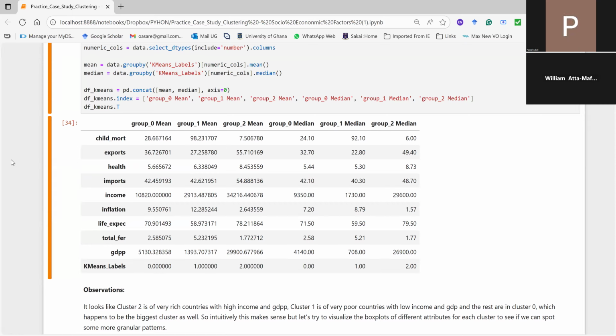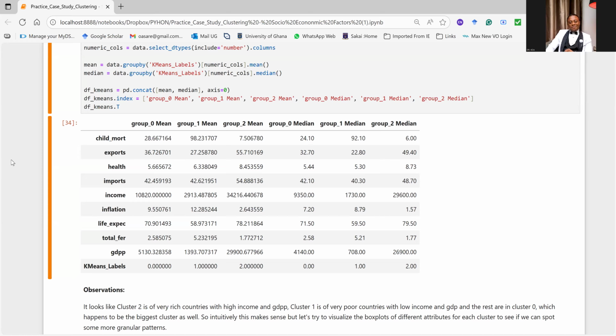So it appears that cluster 1 and cluster 2 are the rich countries. In fact, when you check their income, it's the same thing. Their income is higher. For example, if you look at cluster 2, their mean income is 34,000 on average, and their median is 29,000. And then when you look at cluster 1, they are the poor countries.